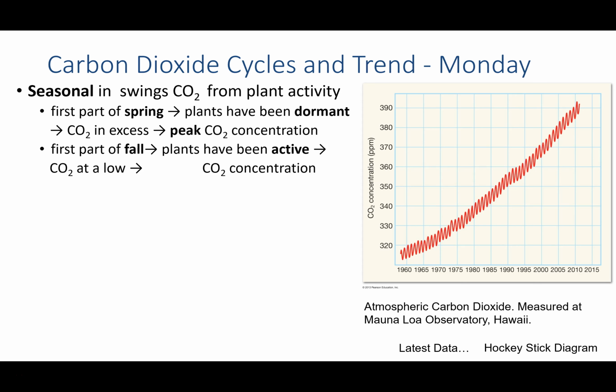Okay, and then fall time, unfortunately, I like spring and fall. Fall time, you figure the plants have been doing their thing all spring and summer long. So they are a sink for carbon dioxide, so they have removed carbon dioxide. So we have a minimum there about fall. So what you're looking at with regard to the squiggle, if this is time, we have the peak and we have the low. And this is all about carbon dioxide. So this would be spring and this would be fall. CO2 content.